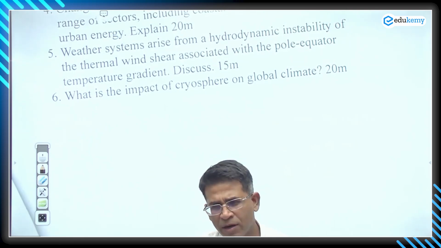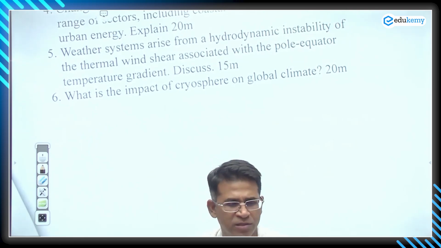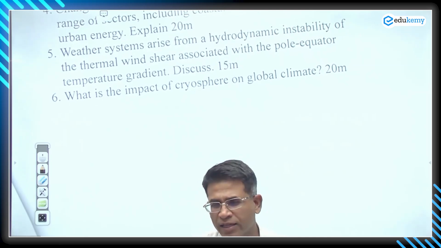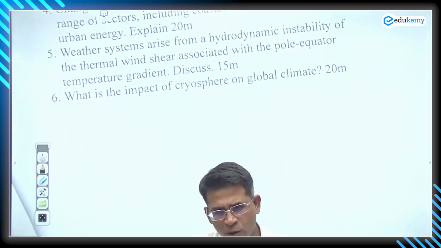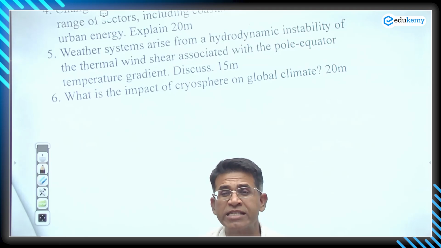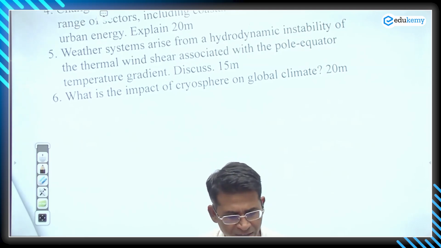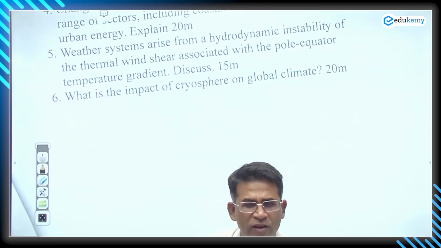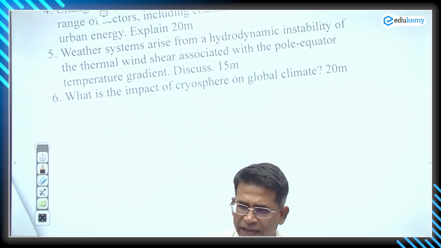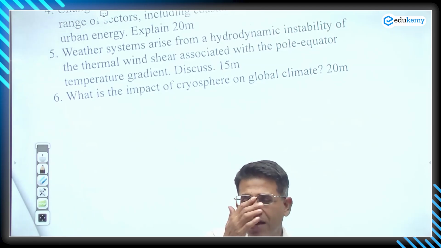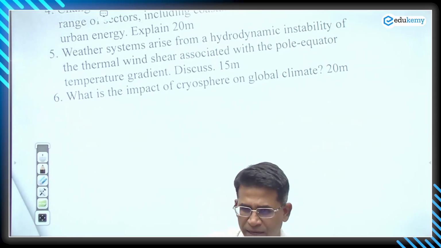Number one, the upper tropospheric westerlies will slow down. Number two, the polar vortex shifts polewards. Number three, the polar vortex shifts tropicwards, more extreme winters in the mid-latitudes. Number four will be blocking conditions, heat waves, dry conditions. Okay? You can handle this. This is the impact on the wind systems and climate.